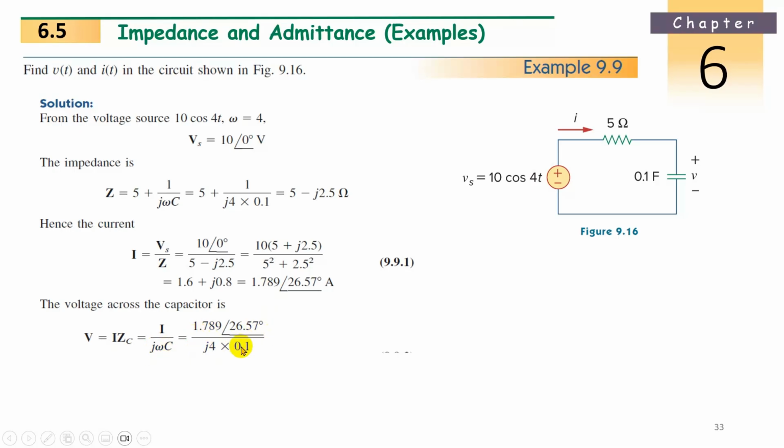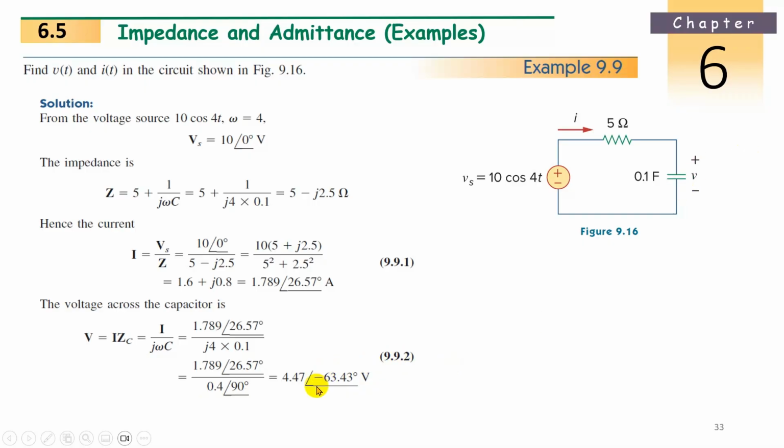Omega is 4 and c is 0.1. So if you calculate, you will get 0.4 at j. What is j? It is nothing but in polar form 90 degrees. So 4 into 0.1, 0.4, j is 90 degrees. So when you divide this 1.789 by 0.4, 4.47. Now these angles should be subtracted, 26.57 minus 90, because in the division rule it is phi 1 minus phi 2. So it is minus 63.43.